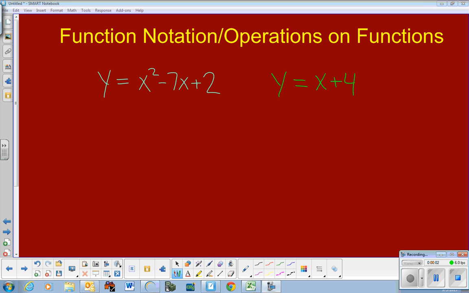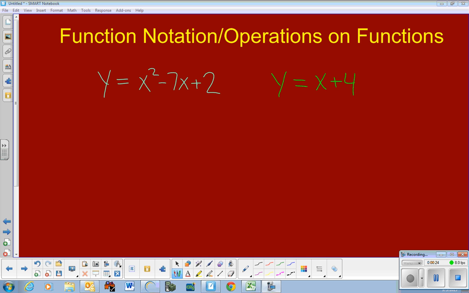Okay, ladies and gentlemen, we are going to kick off a new unit with this video, and it's going to be about square roots and inverses. But before that, we're going to do a little background and talk about function notation and operations on functions, because this is necessary to go on in this unit. So let's first start with function notation, what that means.